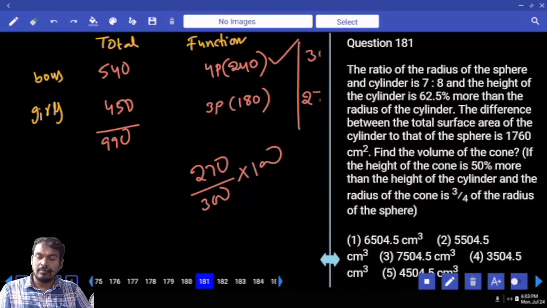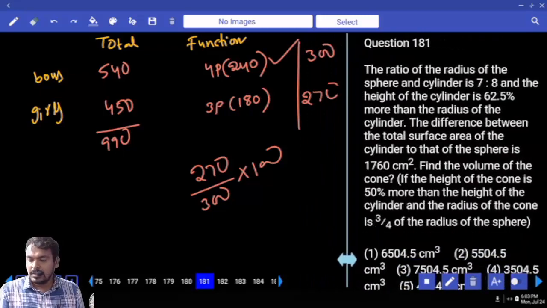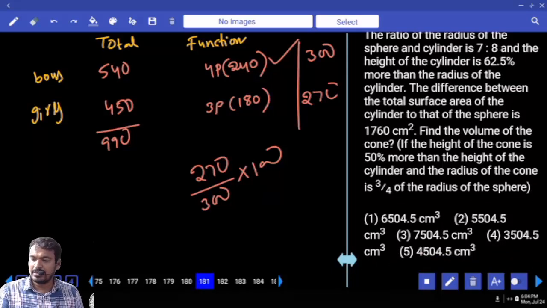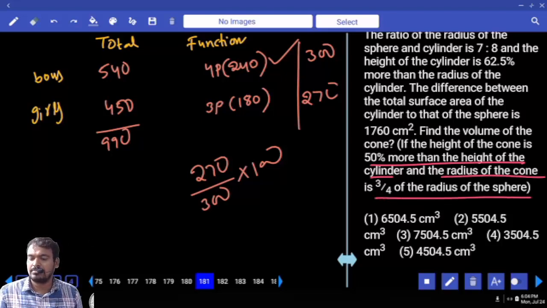Next question number 181. The ratio of the radius of a sphere and cylinder is 7:8, and the height of the cylinder is 62.5% more than the radius of the cylinder. The difference between the total surface area of the cylinder and that of the sphere is 1760 centimeter square. Find the volume of a cone, if the height of the cone is 50% more than the height of the cylinder, and the radius of the cone is 3/4 of the radius of the sphere.